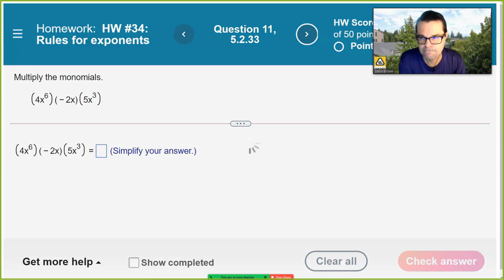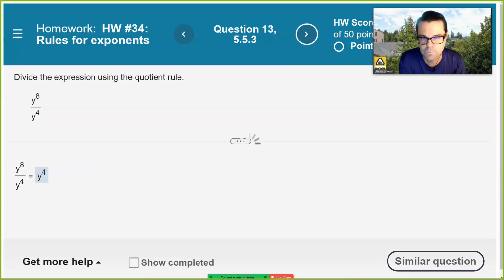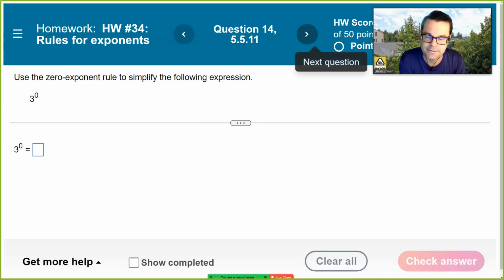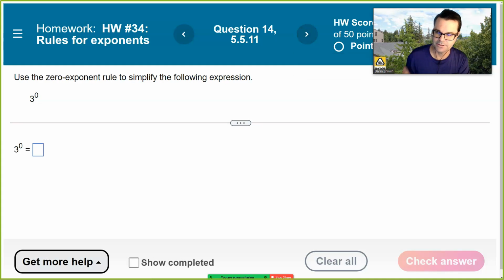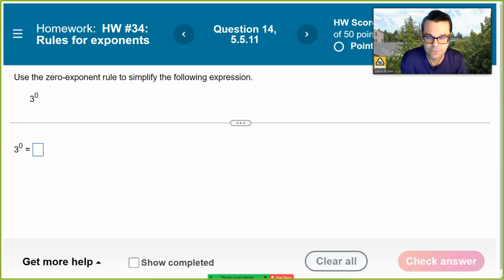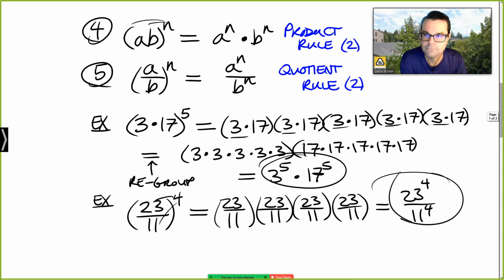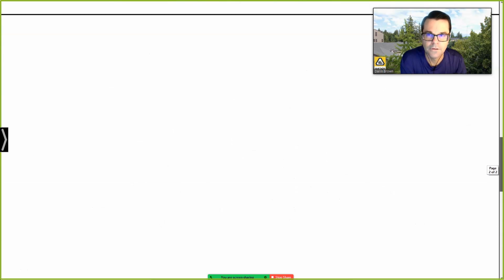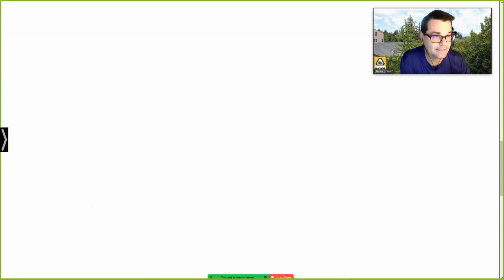Let's see. I think we're ready for the next rule. So let's go back. And now what we're going to tackle is, what does it mean to raise to the 0 power or to a negative integer power? How can we possibly make sense of that? Okay, so this is going to be rule number 6 and 7.